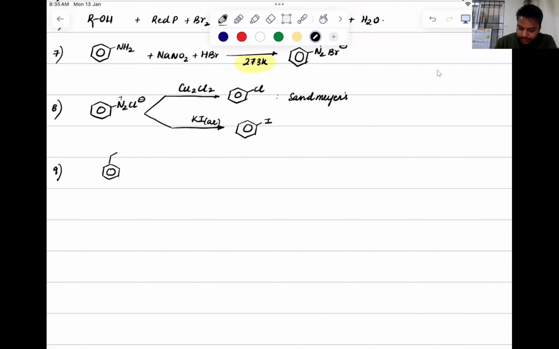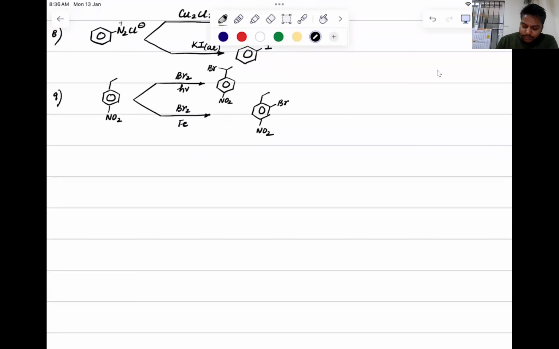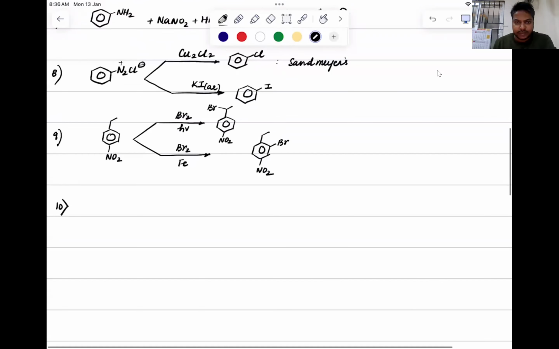Next, if you have ethyl here, NO2 here like this, and then if you are treating that with Br2 here or Br2 h nu here, or you are using Br2 iron here. So in the first case, it is a radical substitution mechanism. So this is the product formed. In the second case, it is an electrophilic aromatic substitution. So Br will come here. Okay. So this is the reaction. You got to learn in what case, what is the reaction.